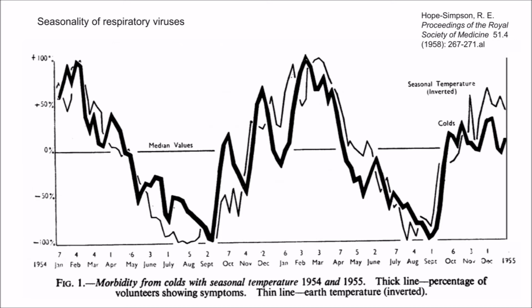So, how does this work out in practice? Well, I'm going to show you a graph here that was published in 1958 by Edgar Hope Simpson, who was an English doctor who was very interested in colds and flu. And he's plotted temperature together with the morbidity of colds, that's to say, the number of people who had colds in his medical practice in Cirencester in the UK in 1954 and 1955.